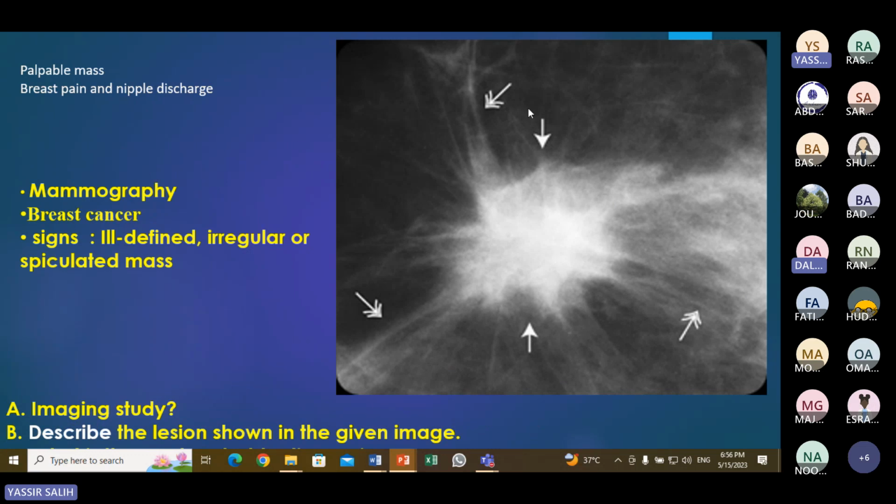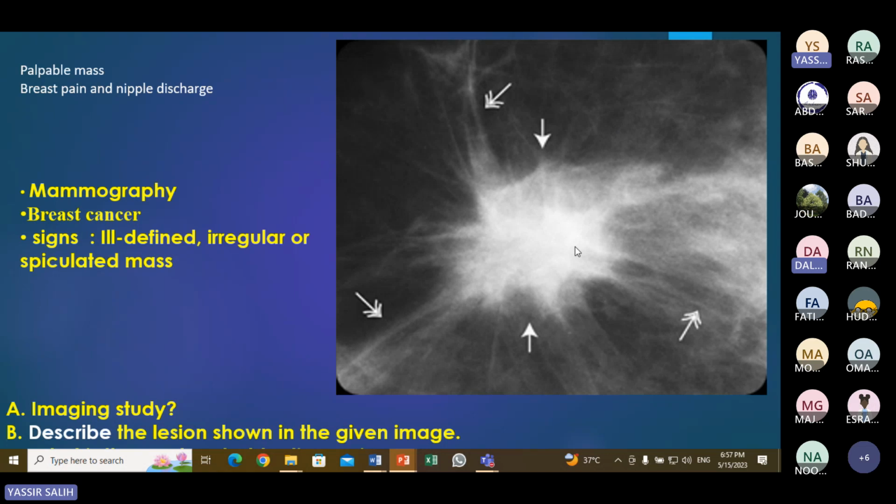Also, this is another patient presenting with palpable breast mass or breast pain or nipple discharge. We must give you a symptom related to the breast. We may tell you palpable breast mass or breast pain or nipple discharge or alteration of the nipple skin color. Any symptom related to the breast gives you a hint that this is the breast. What is the imaging modality or imaging technique? Mammography, mammogram.